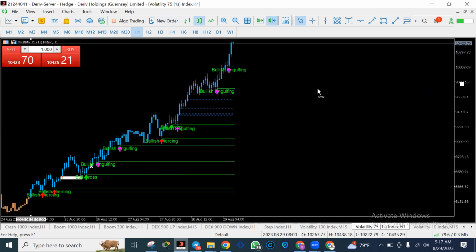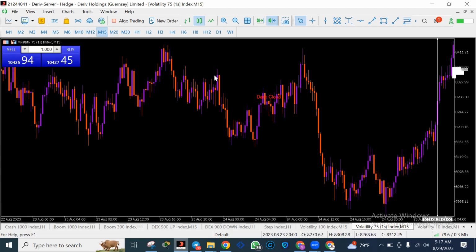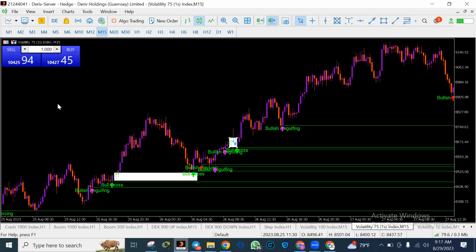On H1, we have a verified color trend move. And then on 15 minutes, you start looking for these candlestick patterns, or you enter when the color of the candle has naturally changed. I hope I'm ready. Yeah, it's being recorded. All right.